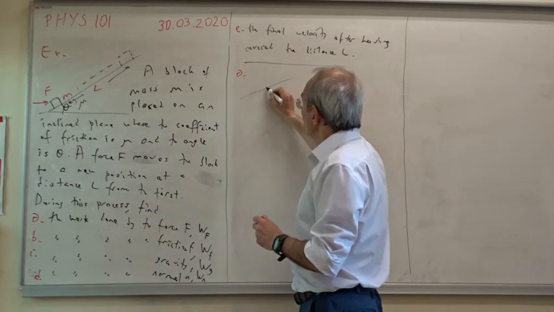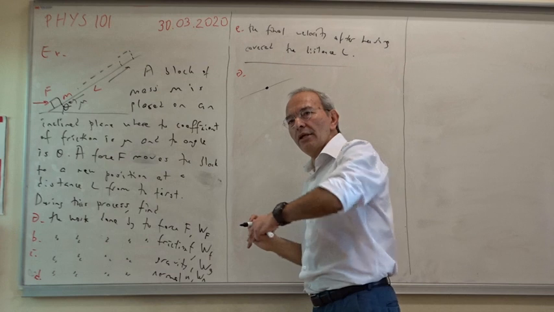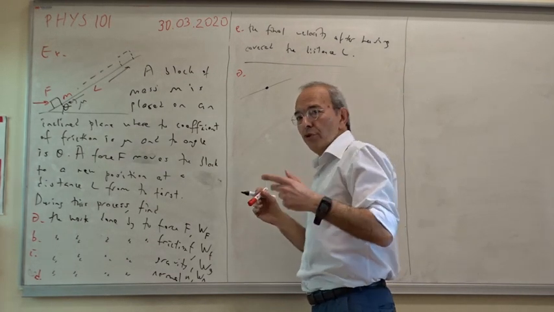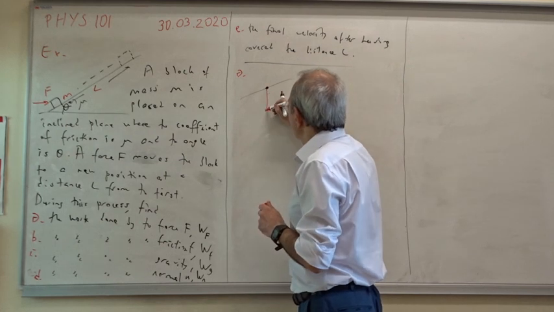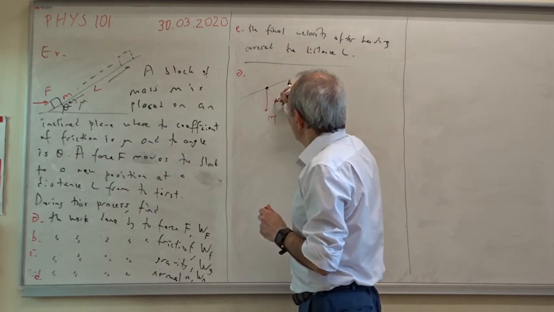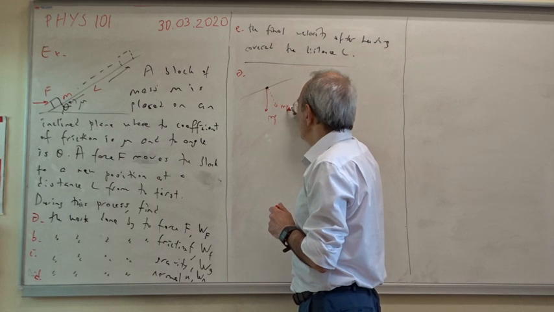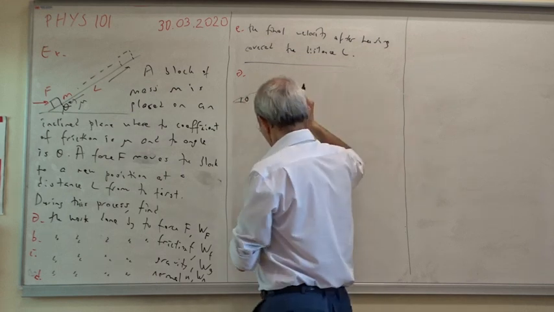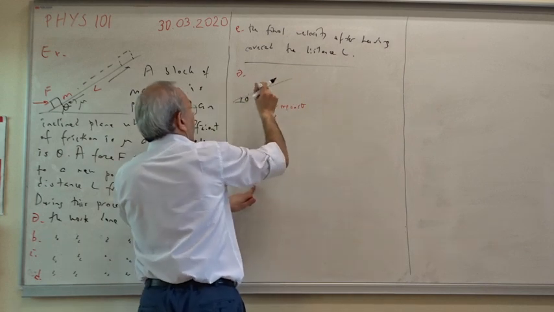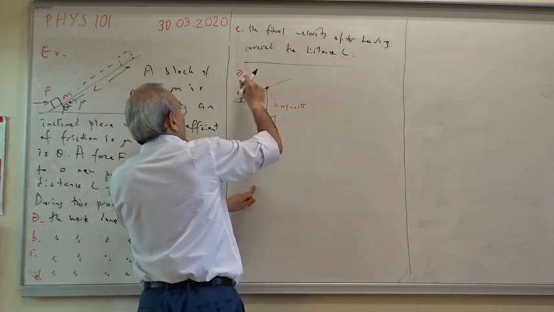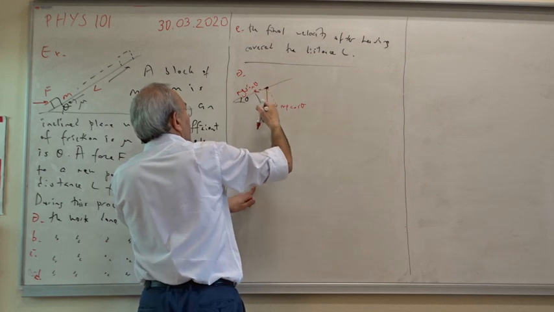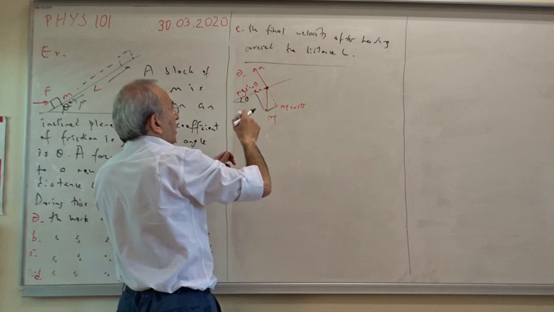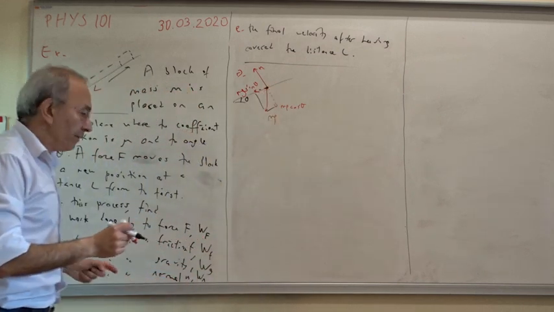So let me draw the free body diagram first. Here is the object along the inclined plane. First we should draw the forces acting on it. Of course this is the weight mg, and this mg has two components. We know that mg cosine theta, because this angle is theta, and therefore this is mg sine theta. This is like a rectangle. And there's a normal force. There is the capital F.